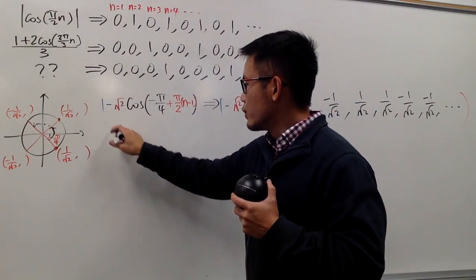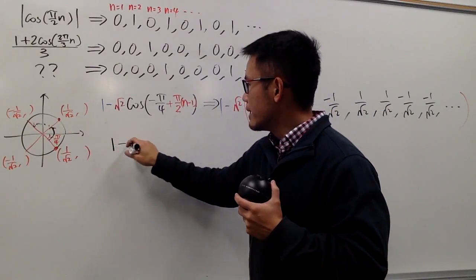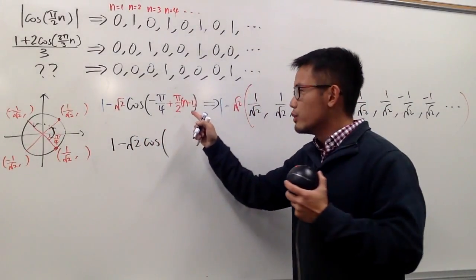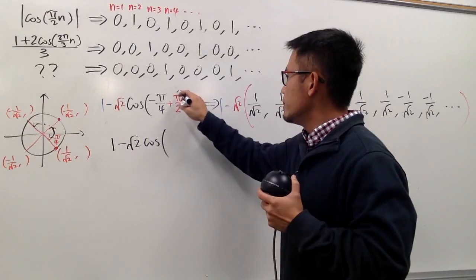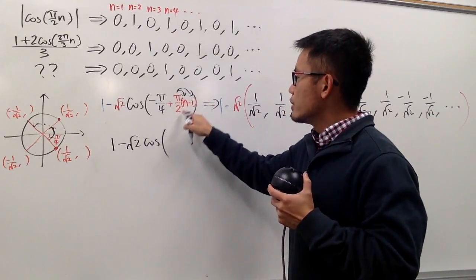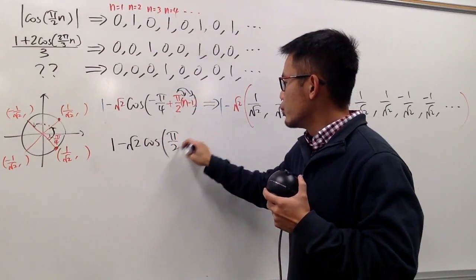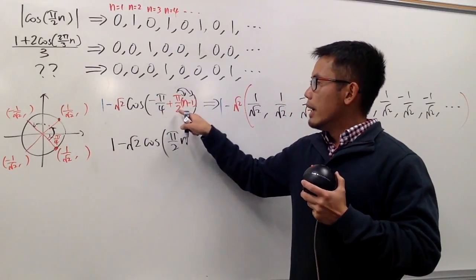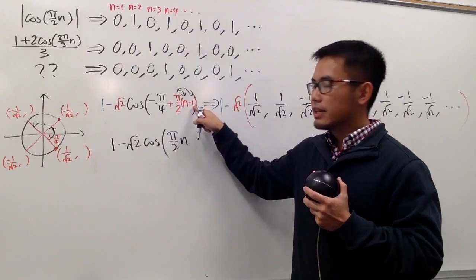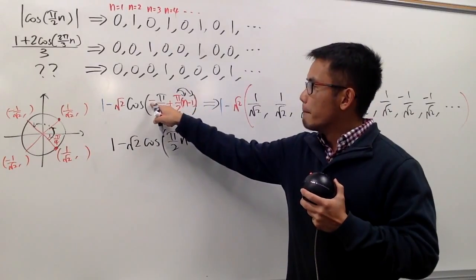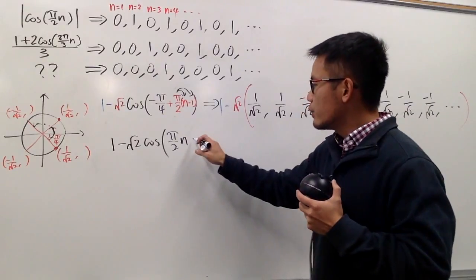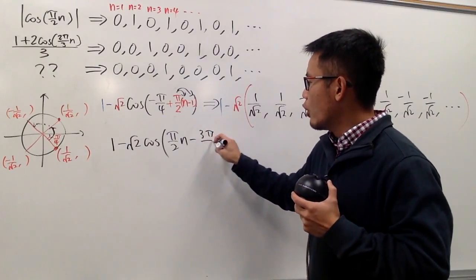If you have the sequence formula, which is 1 minus square root of 2 times cosine, and of course, we can do some small algebra here. You distribute, pi over 2 times n, that's just pi over 2n. And this is negative pi over 4, and this is pi over 2 times negative 1. In another word, negative pi over 4 minus pi over 2. Altogether, we get minus 3 pi over 4, right?